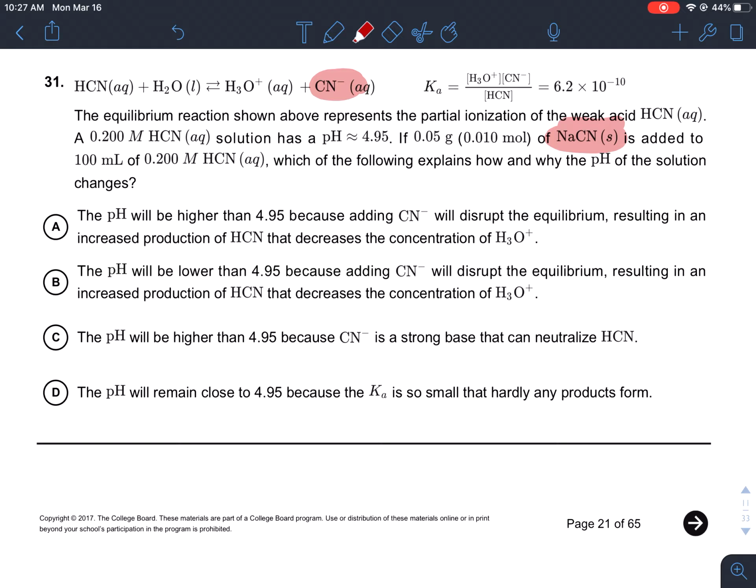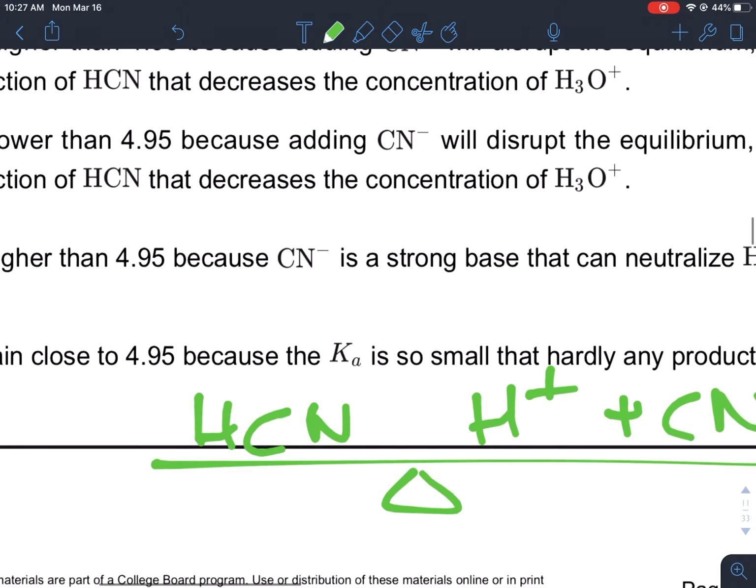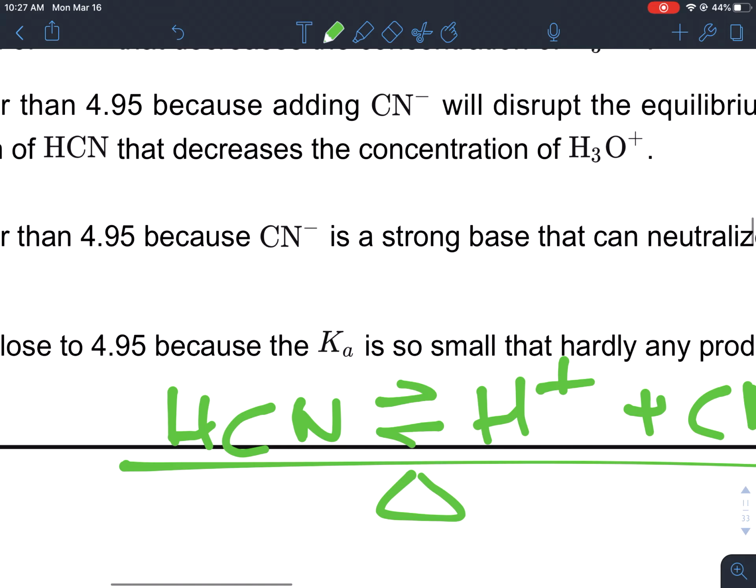Because think of this. You have your HCN, or let's just draw your arrow. You have your H plus, and you have your CN minus. This is an abbreviated form of the equation given above. I'm just drawing that too ugly. I got to redraw that.